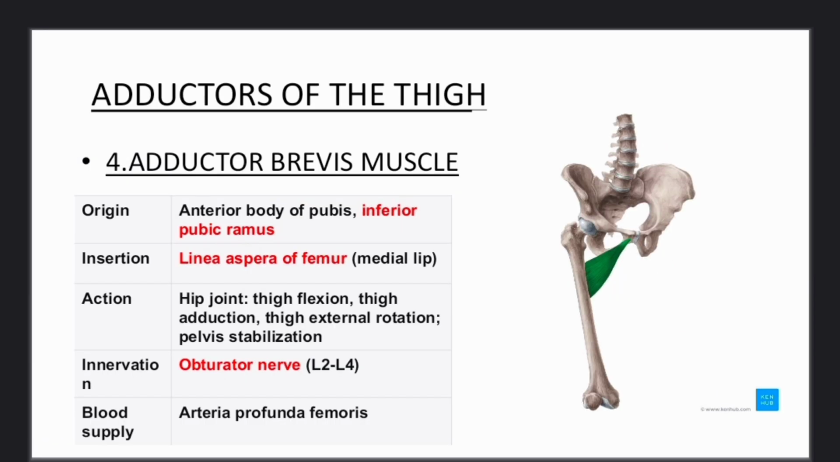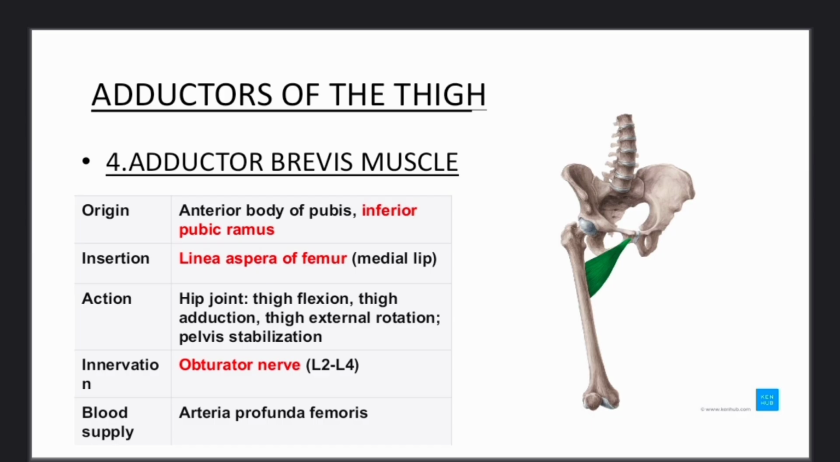Next are the adductor muscles of the thigh. There are three main adductor muscles: the adductor brevis, adductor longus, and adductor magnus. Now adductor brevis origin: it originates from the anterior surface of the body of the pubis and the inferior pubic ramus and inserts into the linea aspera of the femur. Then action at the hip joint: the adductor brevis helps in thigh adduction, which is its primary action. Then thigh flexion, thigh external rotation, and pelvic stabilization.